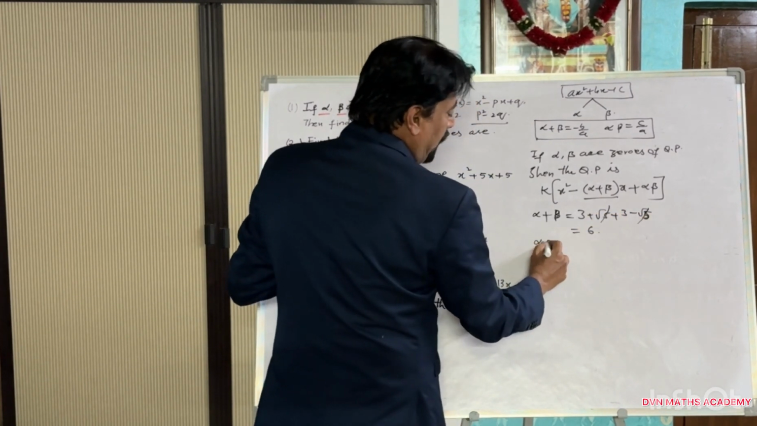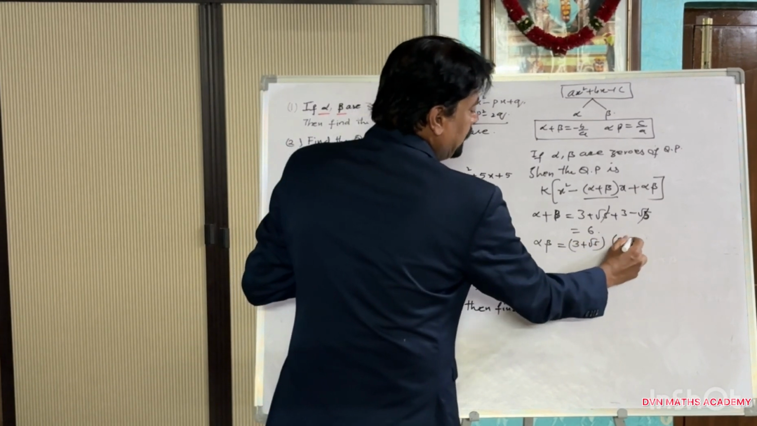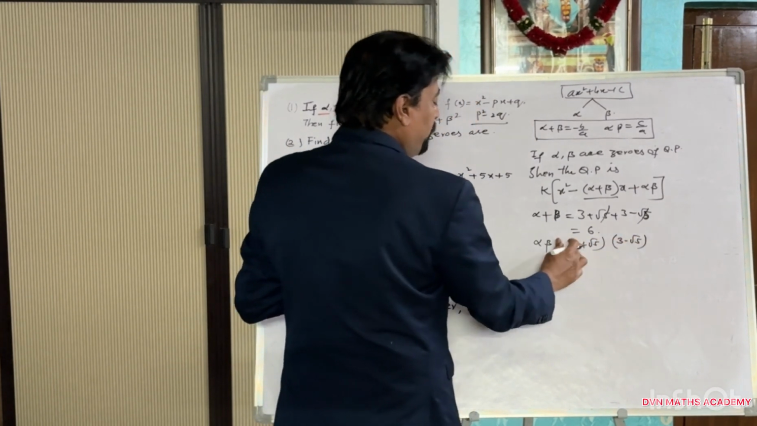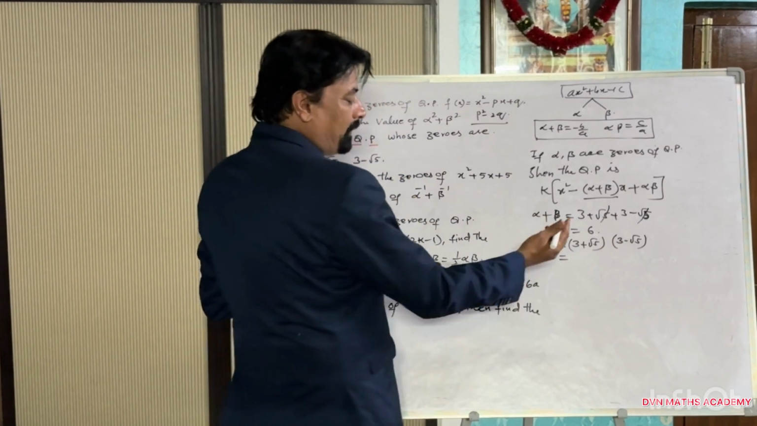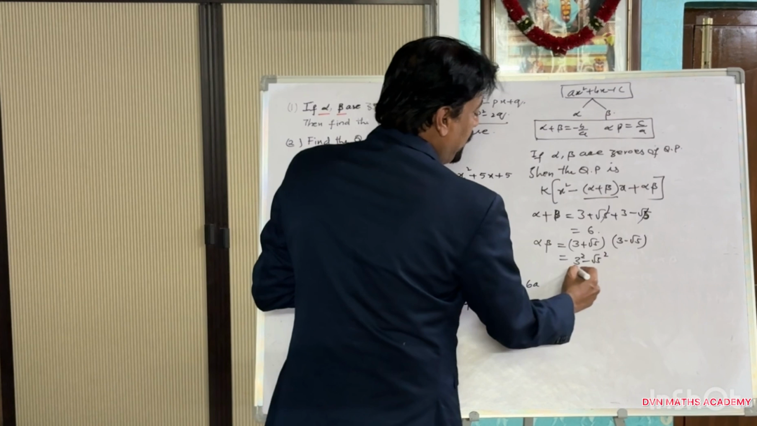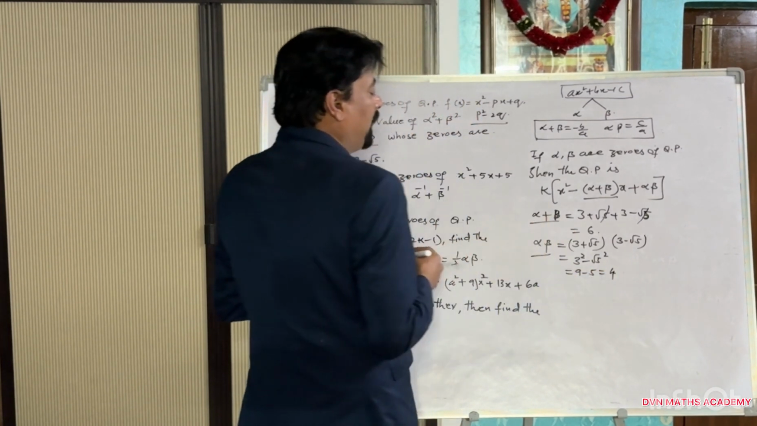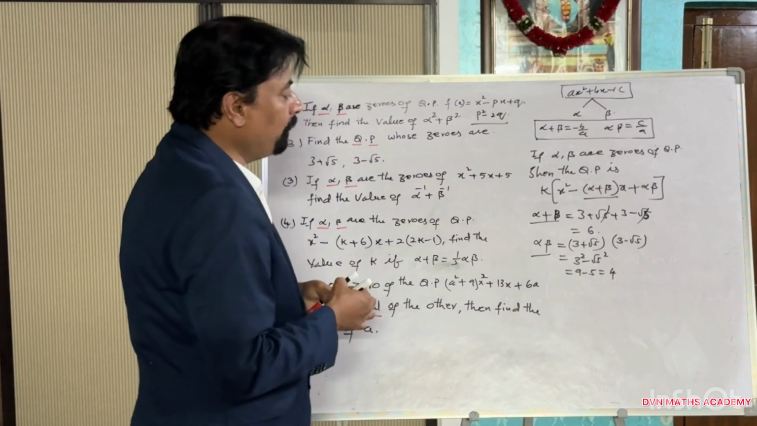Alpha into beta is (3 plus root 5) into (3 minus root 5). This is in the form of (a plus b)(a minus b), which is equal to a square minus b square. This is 3 square minus root 5 square, which is 9 minus 5. This is 4. So I know the values of alpha plus beta and alpha beta.